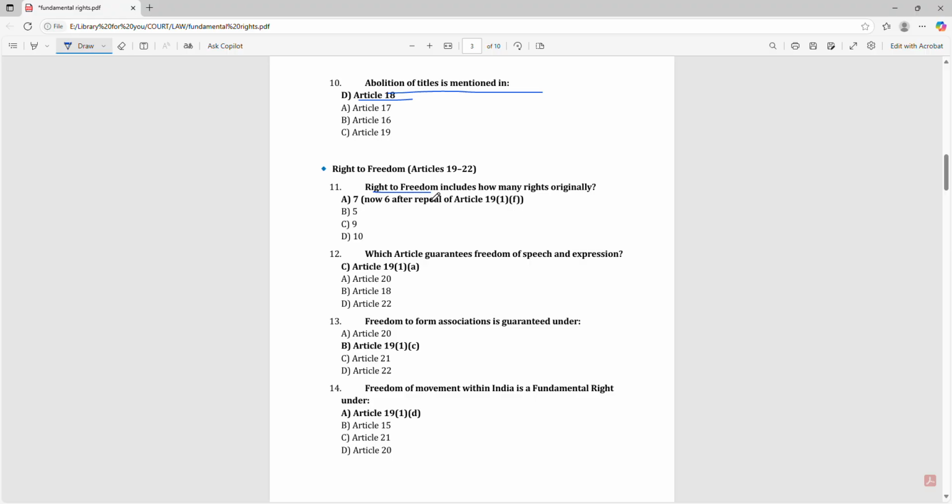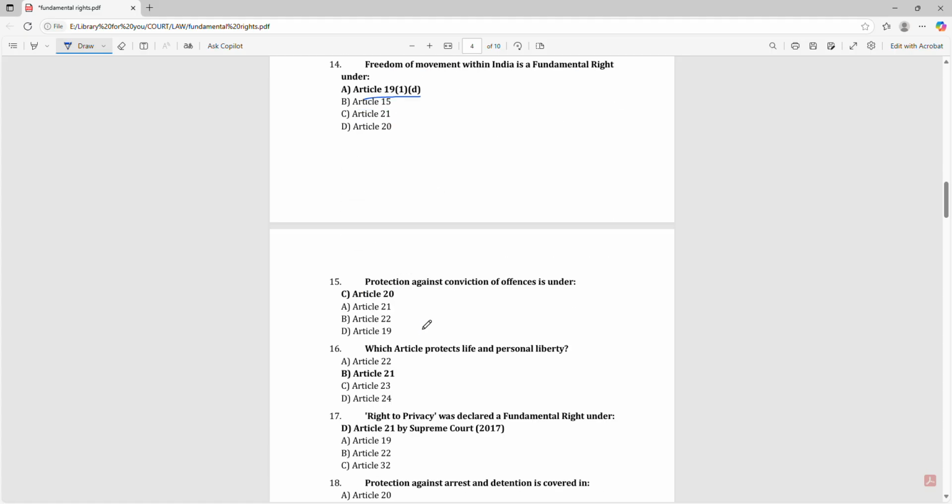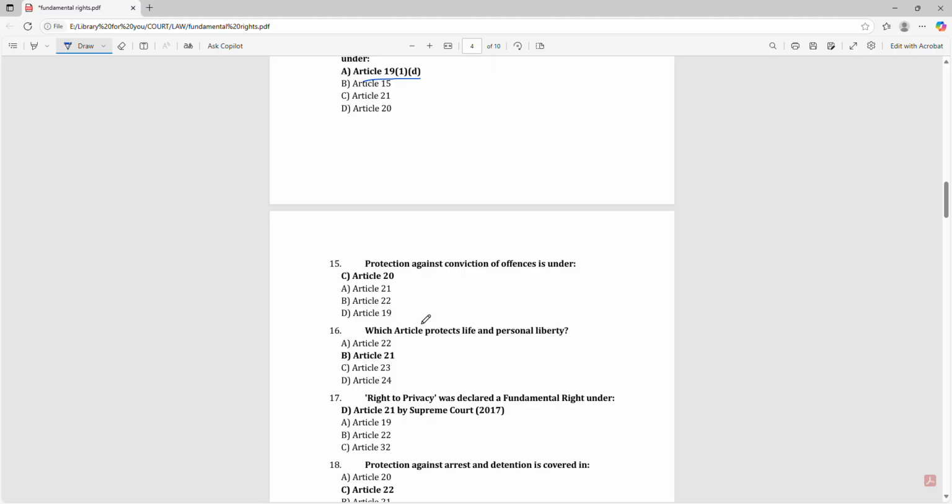Right to freedom includes how many rights originally? 7. Which article guarantees freedom of speech and expression? Article 19(1)(a). Freedom to form associations is guaranteed under Article 19(1)(c). Freedom of movement within India is a fundamental right under Article 19(1)(d). Protection against conviction for offence is under Article 20.